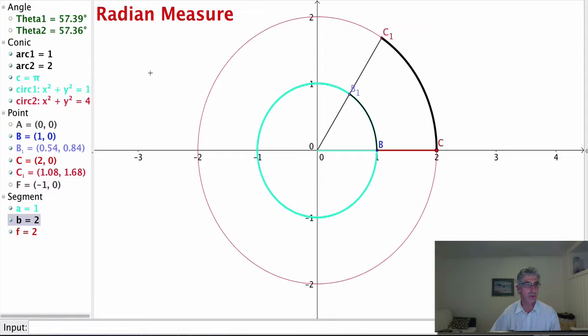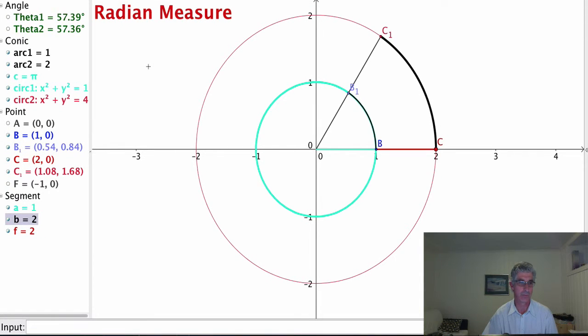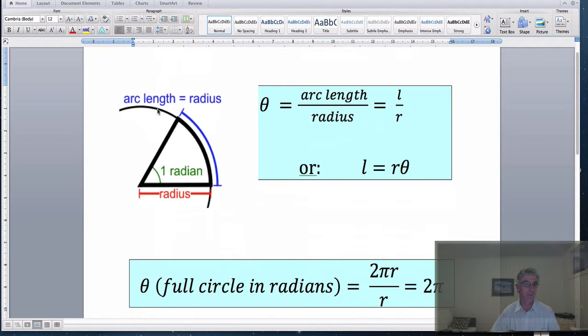Okay, what can we do with that? So just remember this really important point then. For any circle, when the arc length equals the radius, that's if we straightened that arc length out, made it a straight line, measured its length, it would be the same as the radius, then we have an angle of 1 radian.